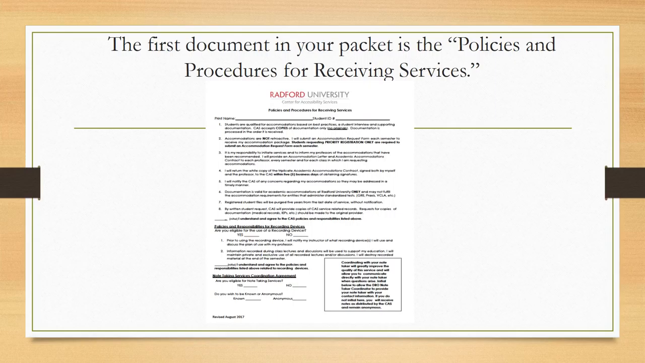The first document in your packet is the policies and procedures for receiving services. We will review each section individually, and you will pause the video to initial each section. It is important that you are aware of all services and policies pertaining to the CAS, and that you initial the correct blanks. Keep this document available throughout the video, as we will use it as a guide to review your packet. Now please pause the video and write your name and student ID at the top of this form.